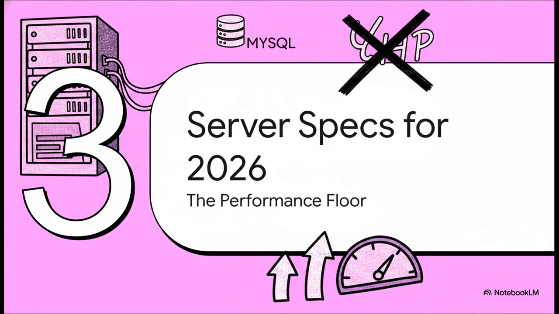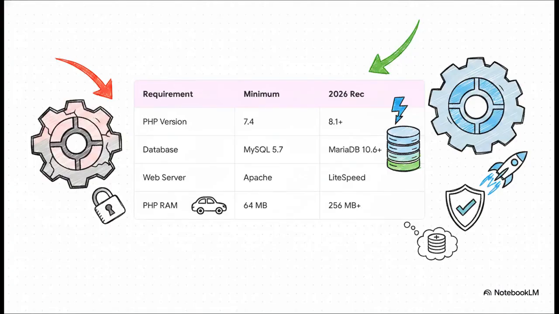Which brings us to the hard technical specs in Section 3, server requirements for 2026, the actual floor for performance. If you look at the official WordPress minimums, PHP 7.4 and MySQL 5.7, honestly, those are dangerously inadequate for a multi-site network today. Look at this contrast. For 2026, you need PHP 8.1 at an absolute minimum to keep things secure and fast. Your database really needs to be MariaDB 10.6 or higher, and for your web server, Apache is the old standard, sure, but for multi-site, you absolutely want Lightspeed or Nginx.